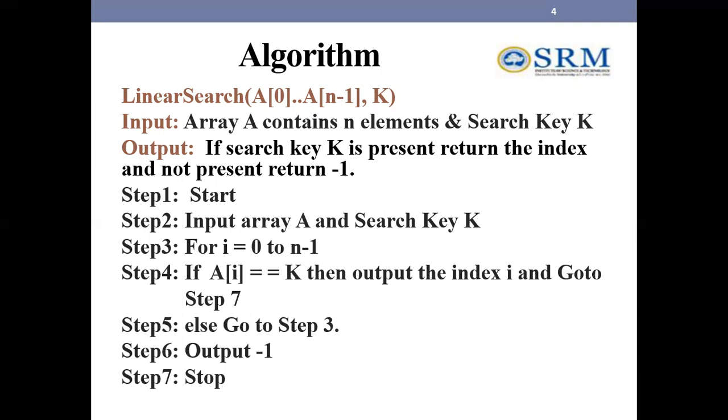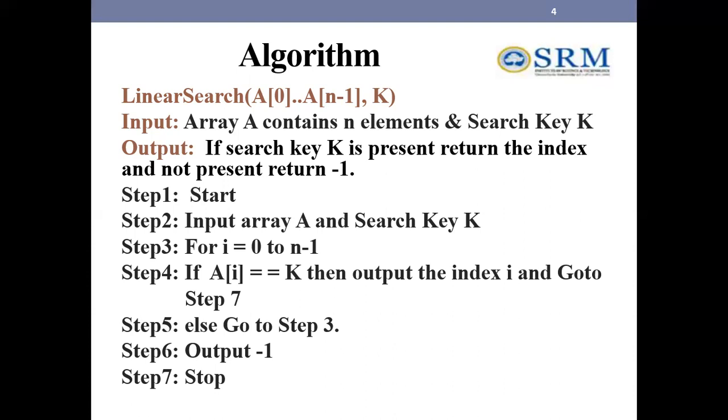If it is equal, then output the index i and go to step 7. If the array value and the search key value are not equal, go to step 3. Step 3: i is incremented again, and the search key k is compared with the next element in the array. So it will go till n minus 1. If the array value equals the search key value, output the index and stop the algorithm.